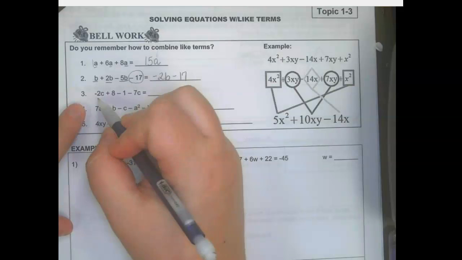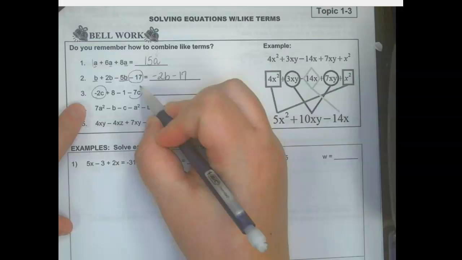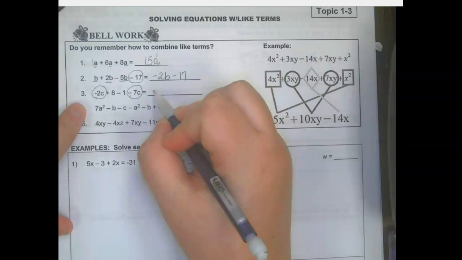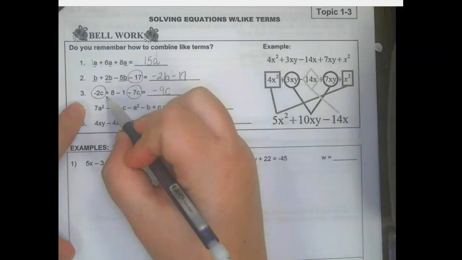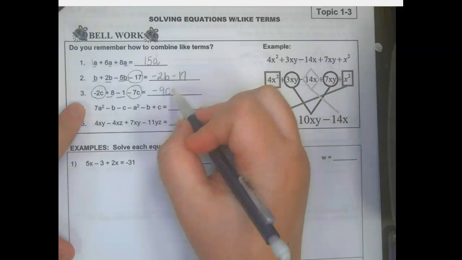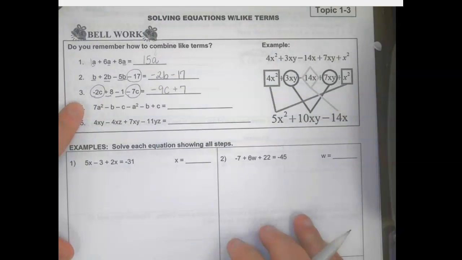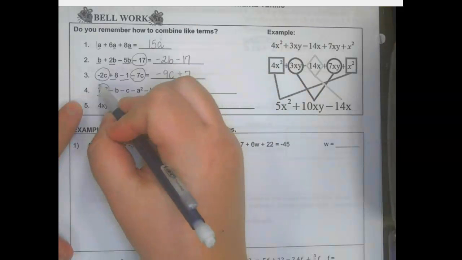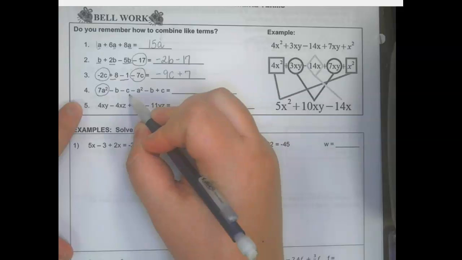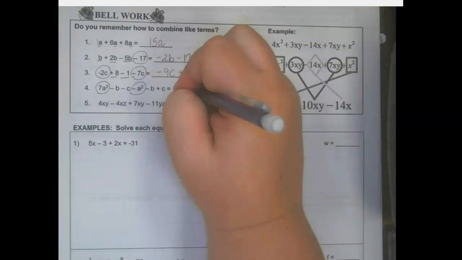All right, let's look at this one. I have a negative 2c minus 7c, which is a negative 9c. Then I have positive 8 minus 1, which is a positive 7. Number 4, I have 7a squared. And I have a minus a squared. Remember, bring your sign with it. So 7 minus that 1 is 6a squared.